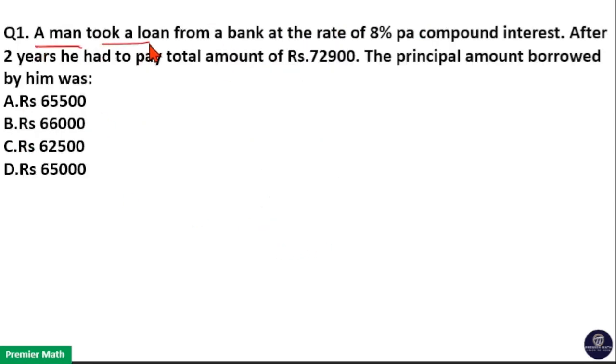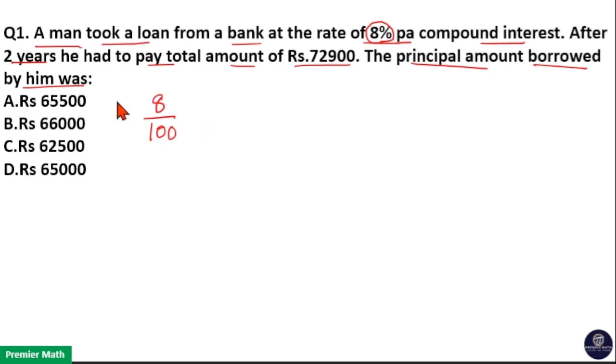A man took a loan from a bank at the rate of 8% per annum compound interest. After 2 years, he had to pay total amount of rupees 72,900. The principal amount borrowed by him was? Here, interest rate is 8% per annum. What is that meaning? 8% means 8 by 100. Now, meaning of interest rate is, if 100 rupees is the principal, 8 rupees will be given as interest every year. This is the meaning of interest rate.